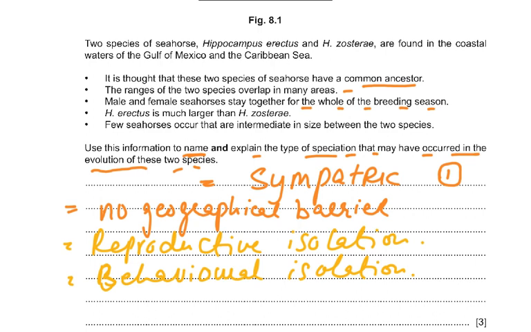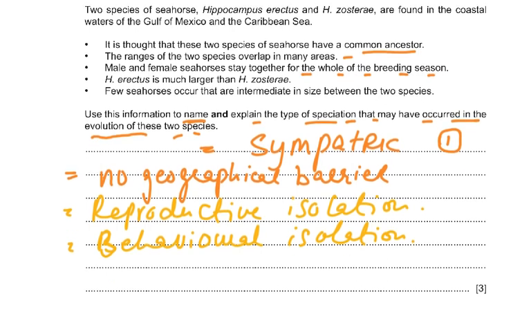So these are now points of the new syllabus, which they are now expecting you to be able to talk about. These are not the old syllabus. So sympatric speciation is behavioral more, with reproductive isolation and behavioral isolation.